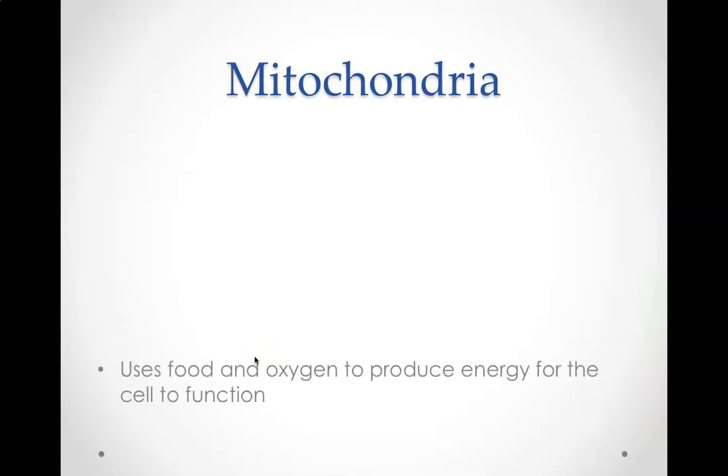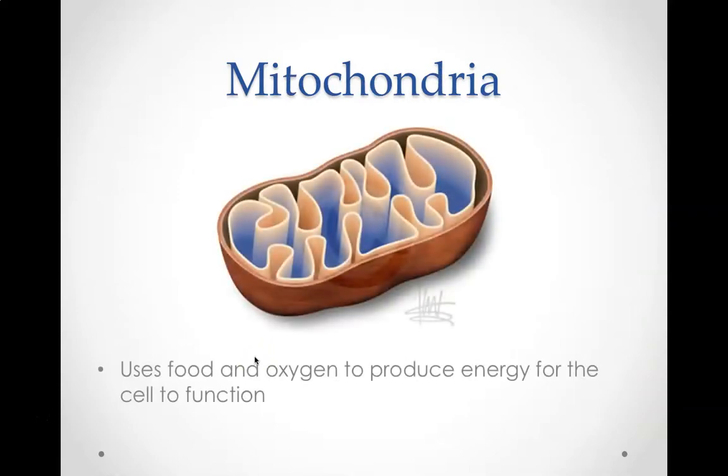Everyone's favorite, the powerhouse of the cell, is the mitochondria. To provide a little bit more information for the mitochondria, specifically it's using food and oxygen to produce energy. So it can't just produce energy out of thin air. This is why we need to breathe and why we need to eat, so that our mitochondria can use those 2 things to be able to produce energy for our cells to function.